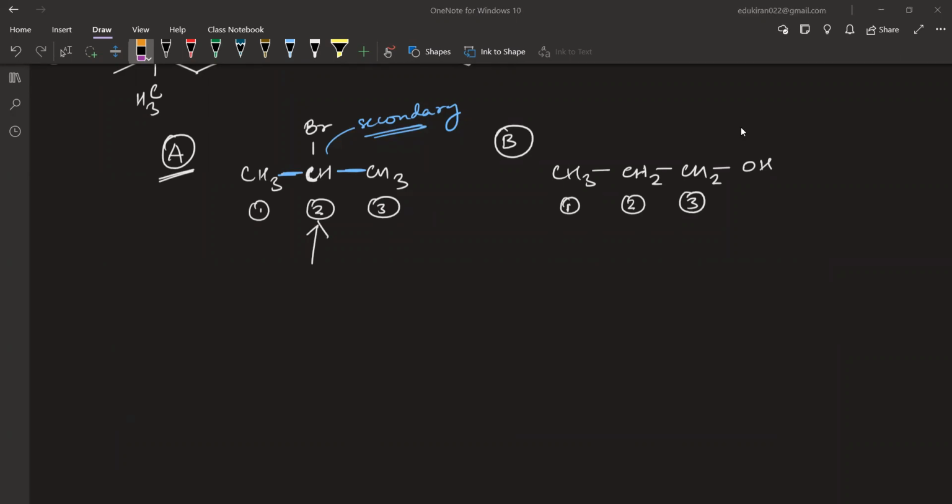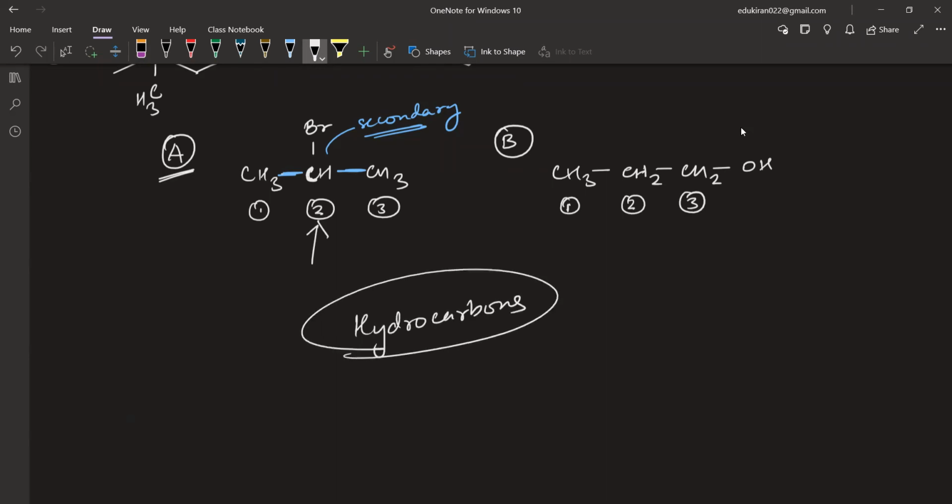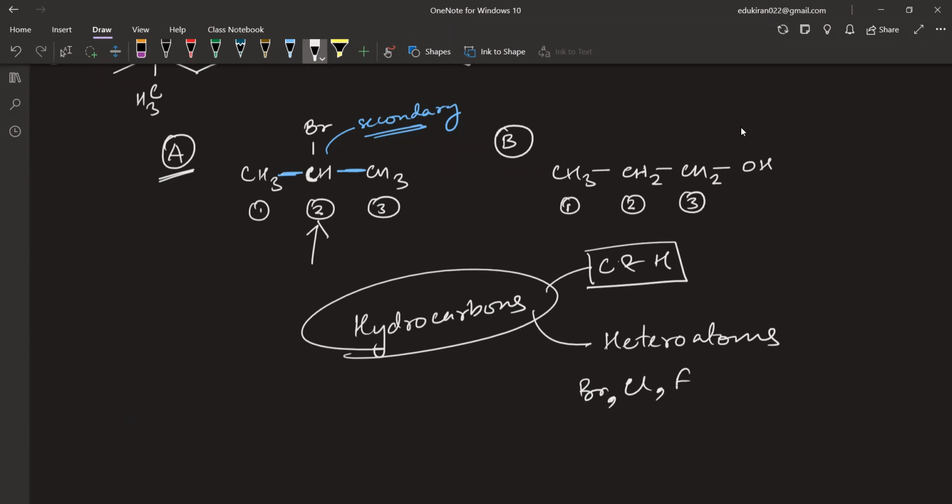Okay. Now look here. In hydrocarbons, we have molecules in which we have carbon and hydrogens. In general, we will have carbon and hydrogen, and there will be some heteroatoms. Heteroatoms means you can have halogens such as Br, chlorine, fluorine, iodine. You can have some groups such as OH group, CHO group, functional groups, COOH group.